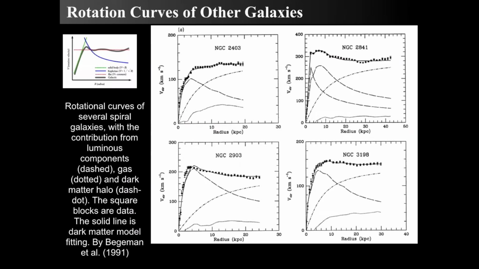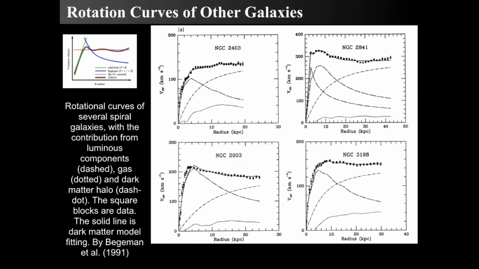So if we look at other rotation curves of galaxies, not just the Milky Way, we see this to be a very common feature. Each of these graphs comes from Begeman et al. in 1991. There's a number of studies of other rotation curves, and we see three different curves plotted together, and if you add them up, it shows you what the component of dark matter should be. The dark matter halo is the dashed-dot line, and that dark matter halo apparently gets larger as it goes further and further out.